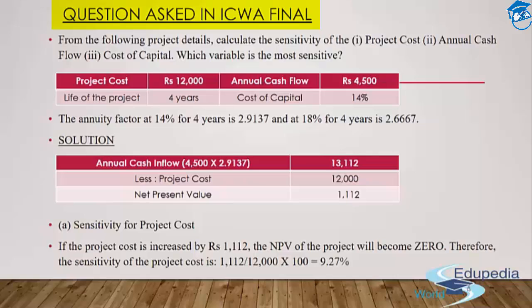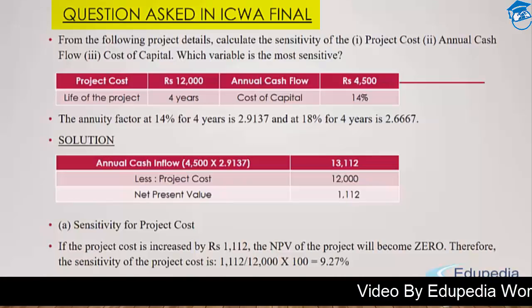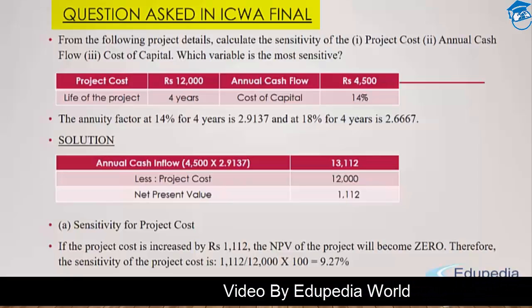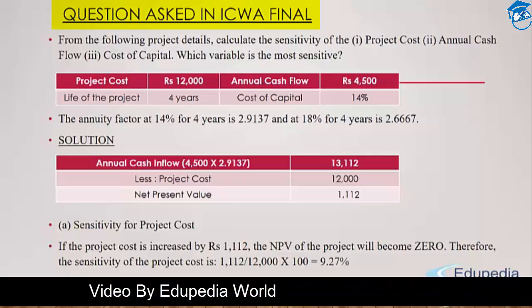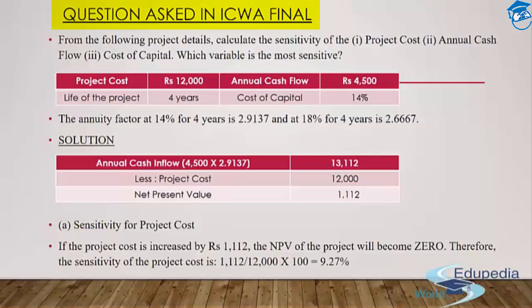So it simply says in this particular question that we have 4 things that we need to consider. Number 1 is the project cost, which is 12,000 rupees. Annual cash flow has been provided to us as 4,500 per year. Life of the project is 4 years, and cost of capital has been provided to us as 14%. We need to check each and every sensitivity, be it project cost, annual cash flows, your life, or your cost of capital, each and everything. So how should we go ahead with this particular question? Let's do it and understand.